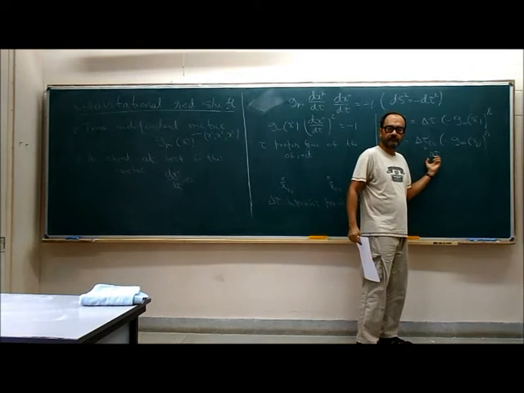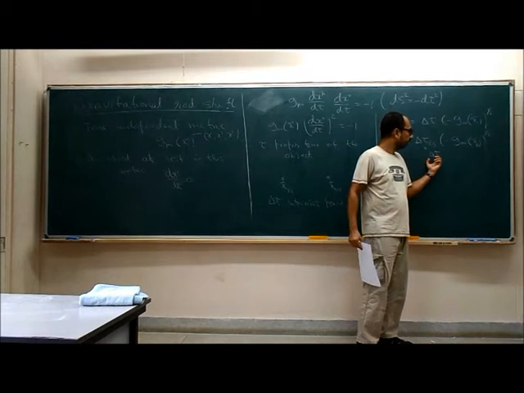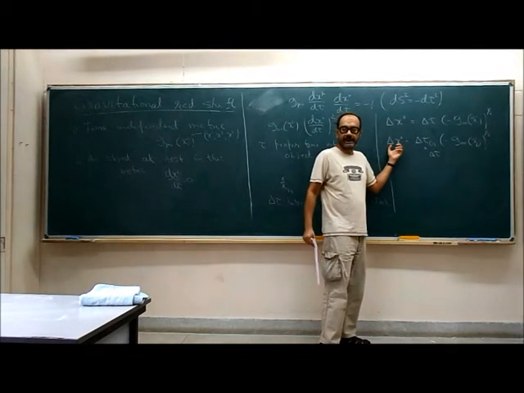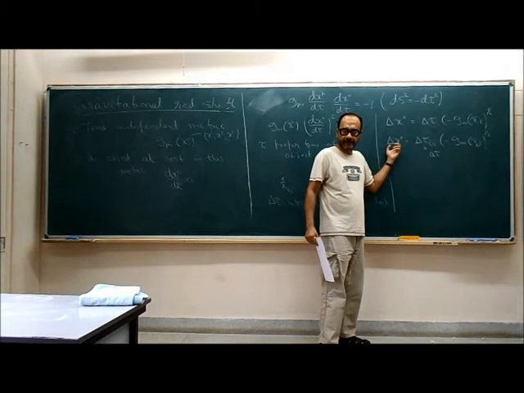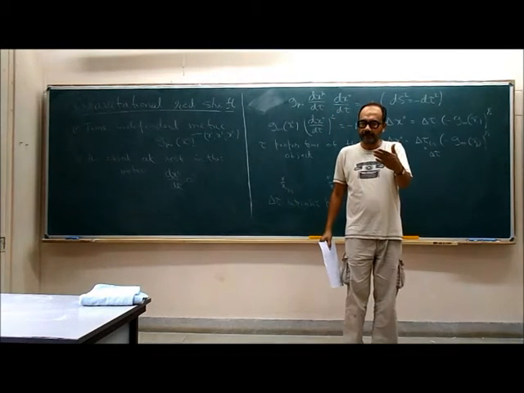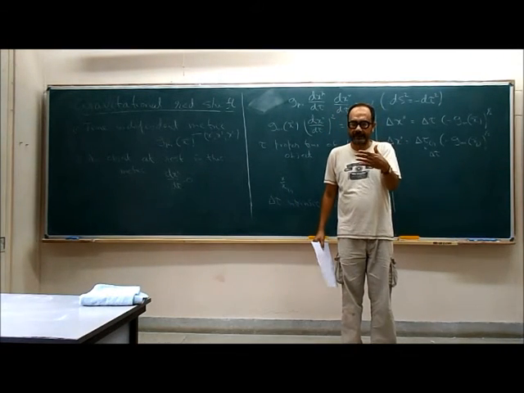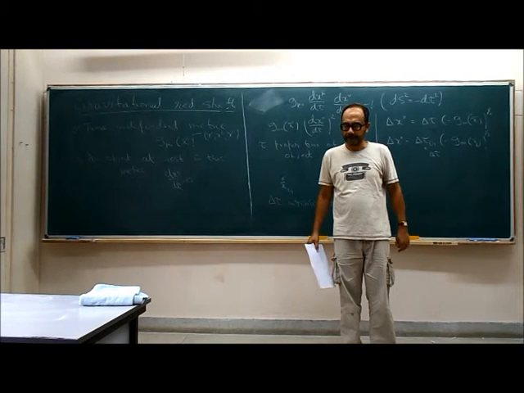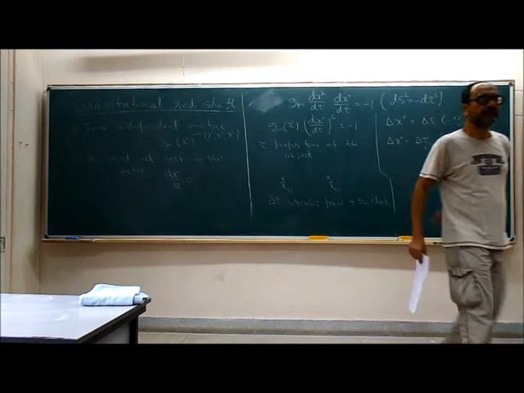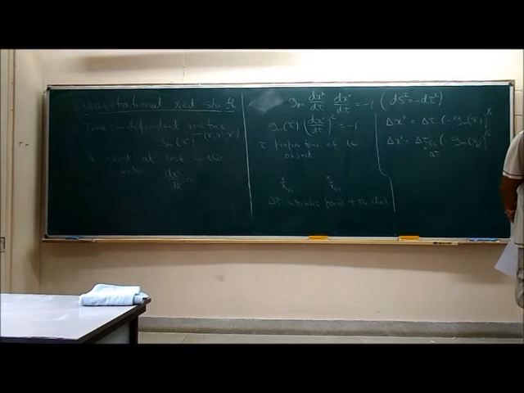So what is delta x naught? Delta x naught is the interval in the x naught coordinate system. This is a mathematical object which tells you that in the x naught coordinate system, between two successive ticks of the clock, what is the x naught value between them. Is this okay?